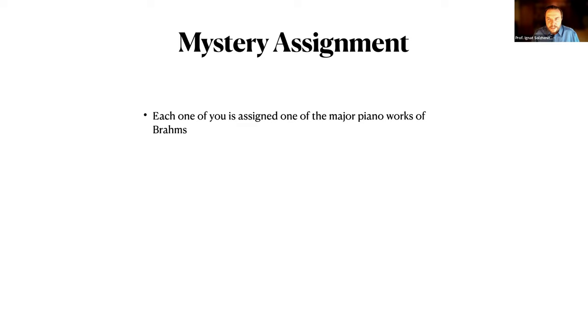Assignment for next week. Bring your score, please. Bring your Henle score to class. If you haven't got it yet, you have one more week to get yourself organized, to go to the library or to use the app. Bring your score and show me. Next week is in person. I expect to see it Tuesday, April 5th.